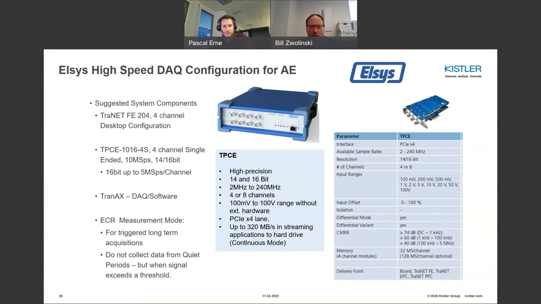Which will easily satisfy your acoustic emission needs. A lot of times this equipment will trigger on events and only collect data for a certain amount of time. That way, when you're collecting data at 5 and 10 megasamples per second, you don't need hundreds of terabytes of memory. You're capturing data for short periods of time, storing it away, and then analyzing it later.